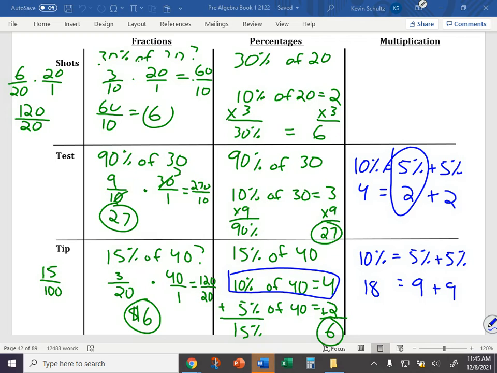Right? So once you know what 10% is, just like how you can get to 30% by tripling it, because 10 times 3 is 30, you can get to 5% by taking half of it, because 10% divided by 2 is 5%.